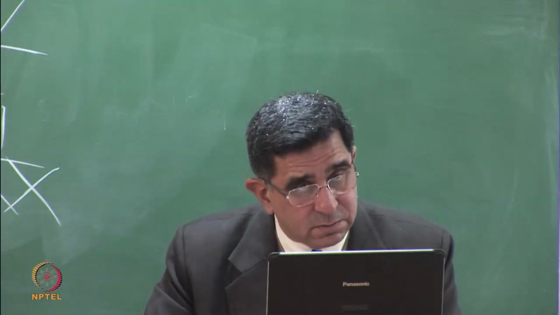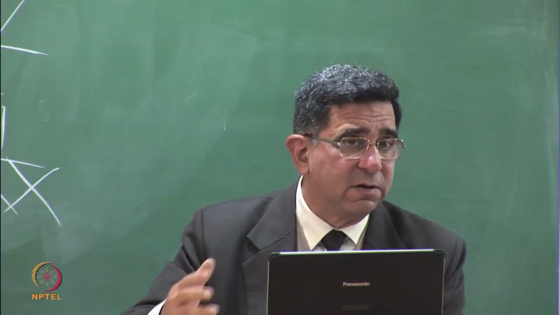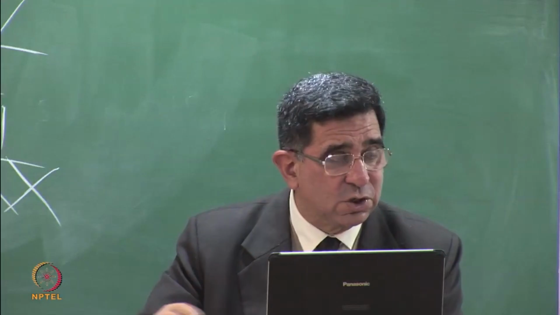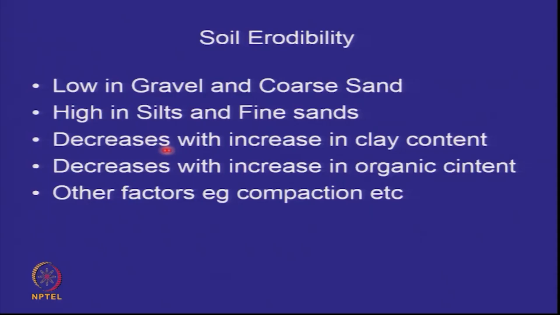Because of cohesion, clays have net negatively charged particles, they remain plastic in nature, they have a cohesion. So as the clay content increases, the erodibility decreases. Also it is observed that when you have organic content in the soil, it supports vegetation and therefore it decreases erodibility. So the best materials for low erodibility are gravel and coarse sand, followed by clays with high organic content. Then silts and fine sands have an erodibility problem.